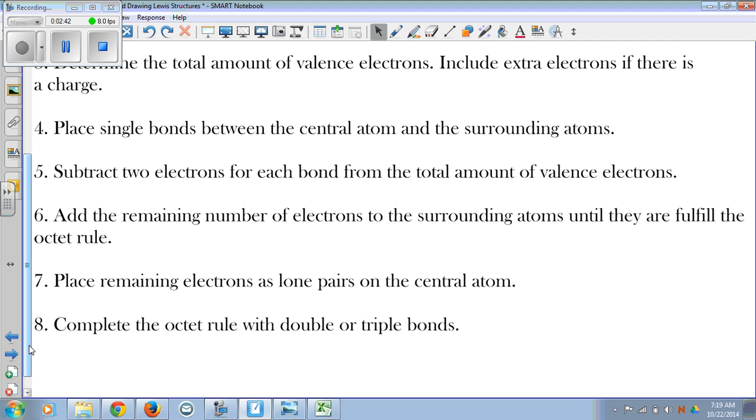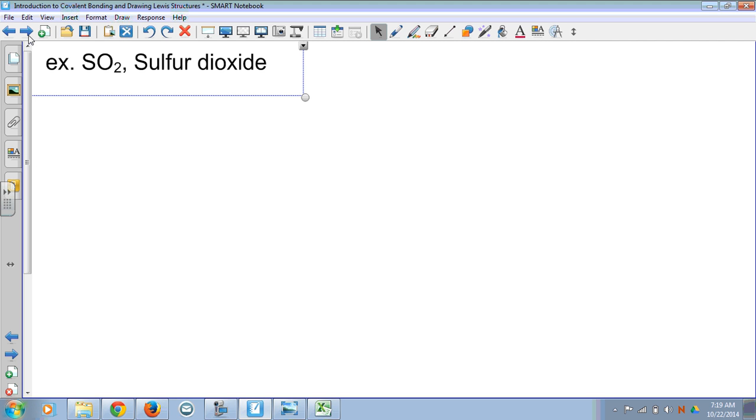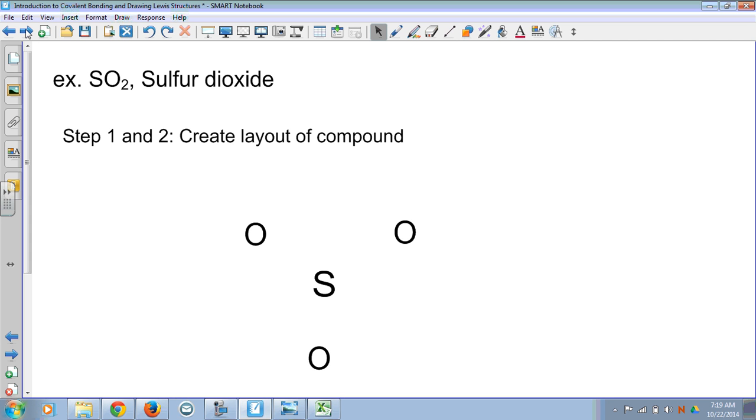So let's work through an example real quick to see how this works. So we have the example of sulfur dioxide, SO2. This is commonly found in detergents and preservatives. Our first step is to create our layout of our compound. So S has to be our central atom because there's less of them. So S is going in the center, O is going on the outside.